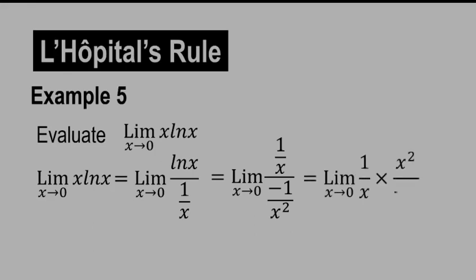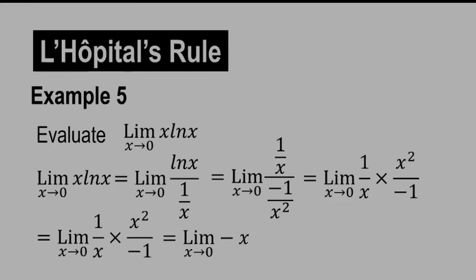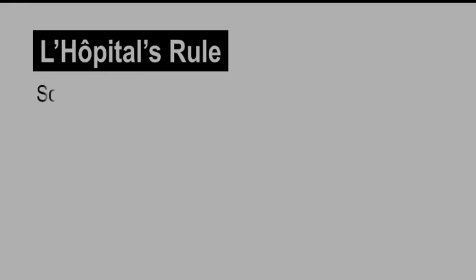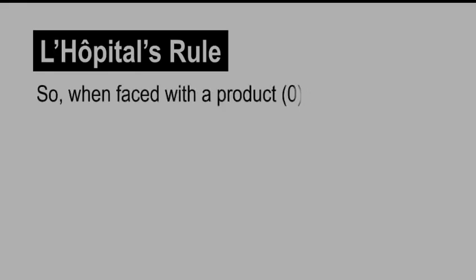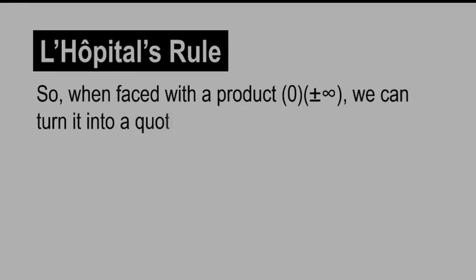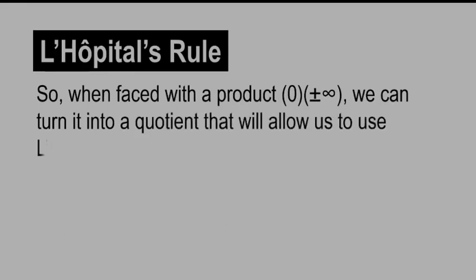By simplification, we get limit as x approaches 0 of 1 by x times x squared over minus 1, which is equal to limit as x approaches 0 of negative x. By applying limit, we get it is equal to 0. So when faced with a product 0 times plus minus infinity, we can turn it into a quotient that will allow us to use L'Hopital's rule.